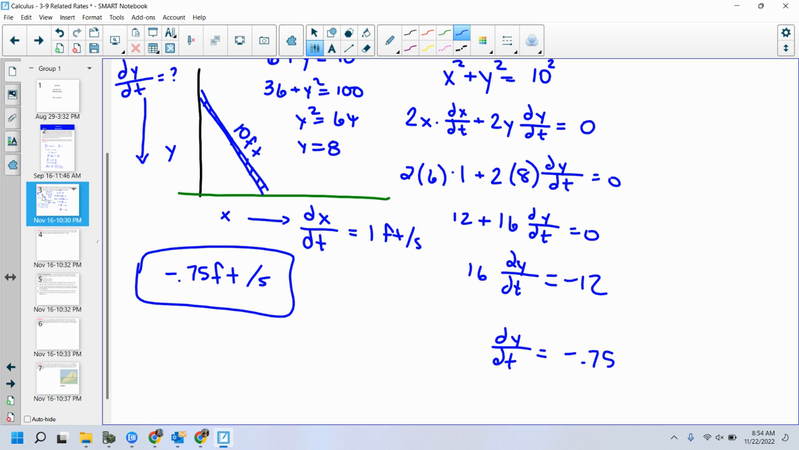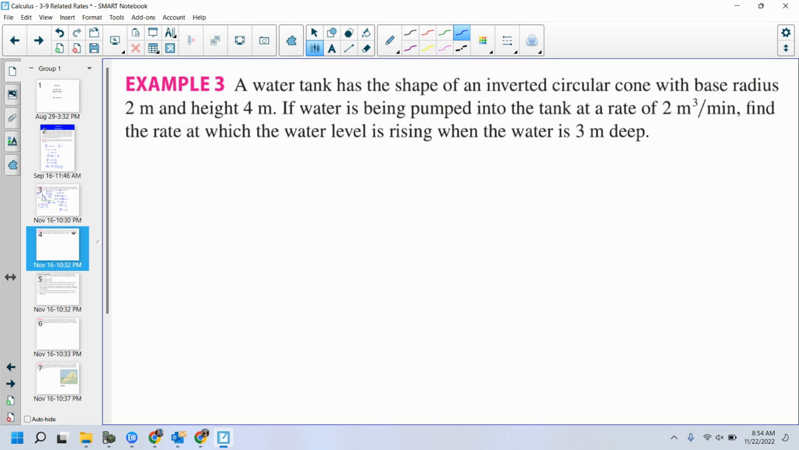Okay, let's try something different. A water tank has the shape of an inverted circular cone with a base radius 2 meters and a height 4 meters. If the water is being pumped into the tank at a rate of 2 meters cubed per minute, find the rate at which the water level is rising when the water is 3 meters deep.